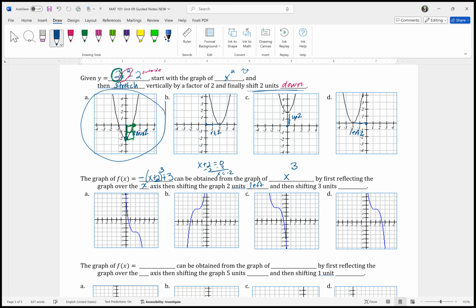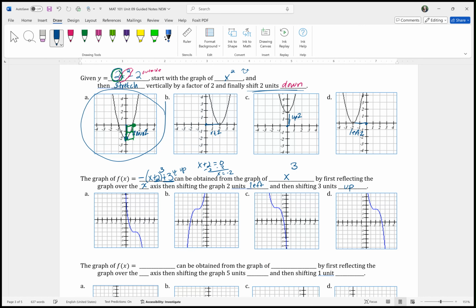And then shifting 3 units, which direction? This plus 3 is on the outside. That's telling your y values what to do. So plus 3, we're going with the sign that it is. So plus 3, y values are going up 3 units. So where's y3? It's up 3. Okay. Then shifting 3 units up.